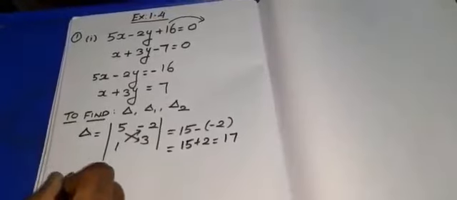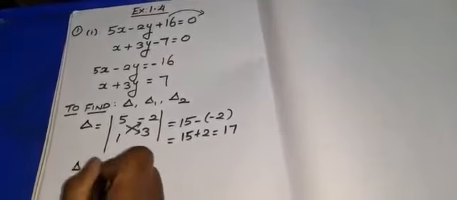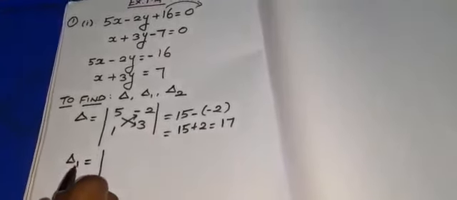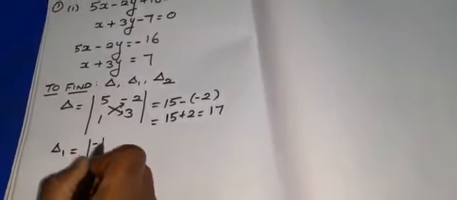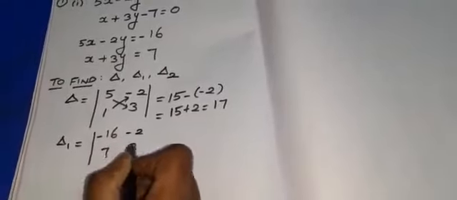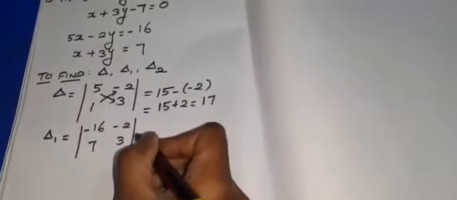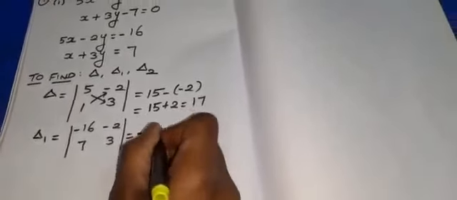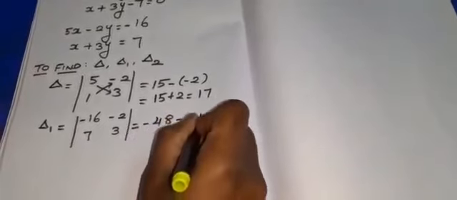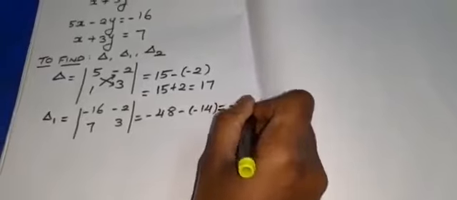17. Similarly, come for delta 1. If you come for delta 1, I told you delta 1 means you are going to change the first column. That is, you are going to replace the first column by the constant. What is the constant I am having here? Minus 16 and 7. So I am going to write here like this, students. Minus 16, 7, minus 2, 3. Second column value I am going to keep it as it is. So if you calculate, you will get the answer as minus 48 minus of minus 14, and your final answer will be minus 34, students.